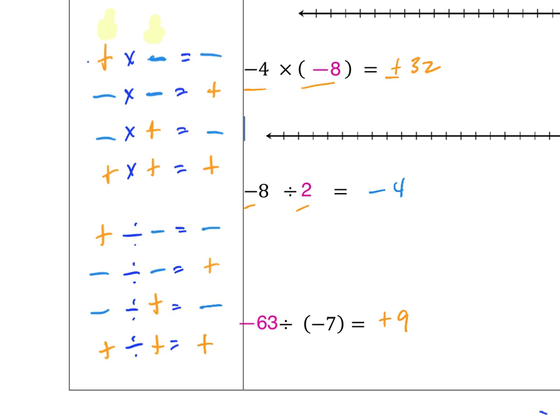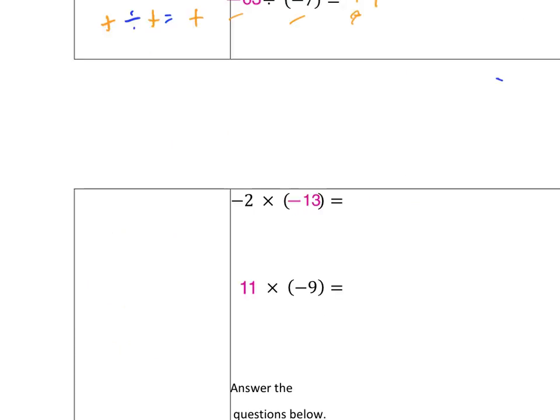And 8 divided by 2 is 4, so that's going to be -4. And a negative divided by a negative is a positive. And so we put the positive symbol there, and 63 divided by 7 is 9. Okay, so that's a good review. Now do these next two problems. Okay, so fill those in and go ahead and do those.